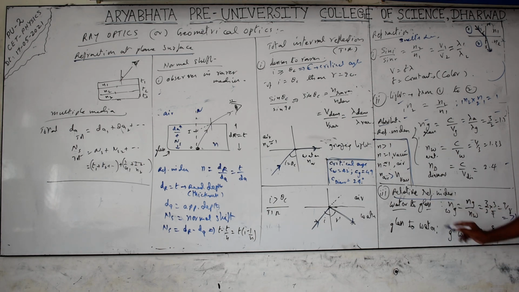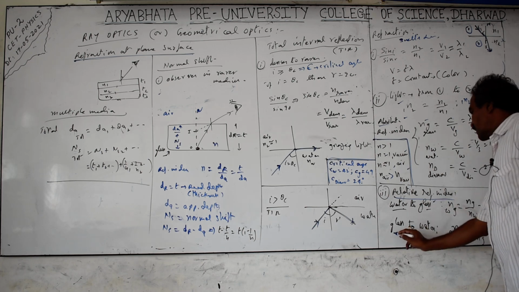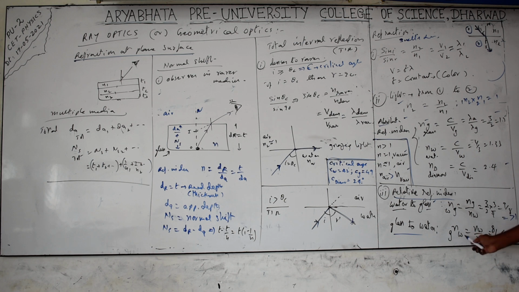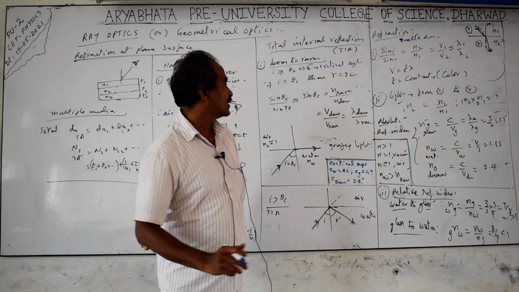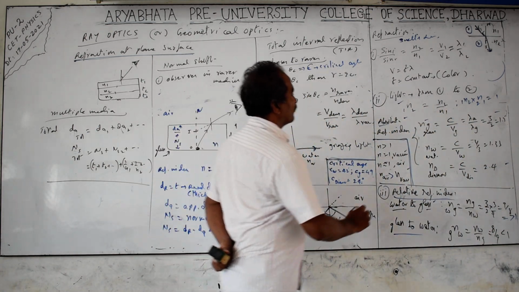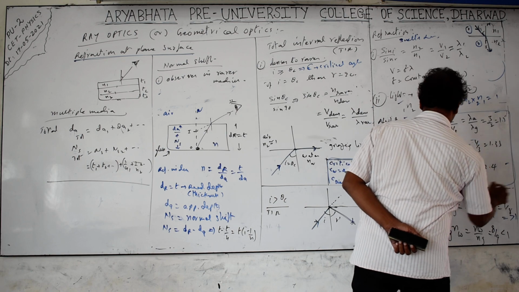So when light travels from a rarer to a denser medium, the relative refractive index is more than 1, here 9 by 8. If the same light travels from glass to water, denser to rarer medium, then it is N water by N glass, the reverse, and you will get 8 by 9. 8 by 9 is less than 1. So relative indices can be more than 1 or less than 1. These three values you need to remember.